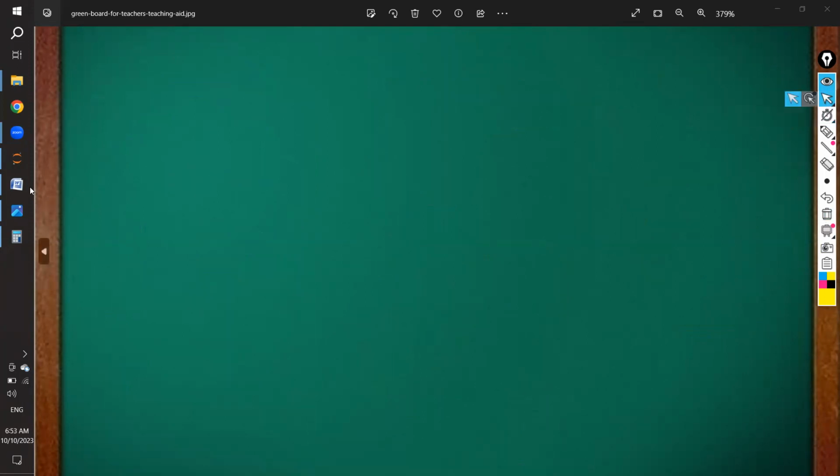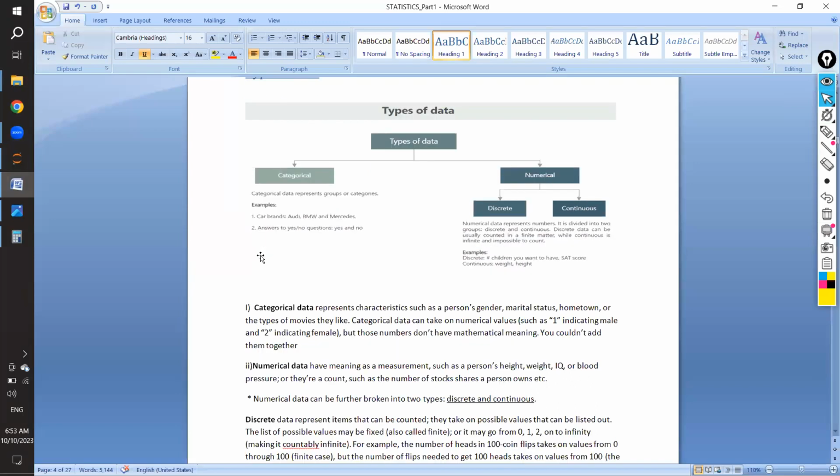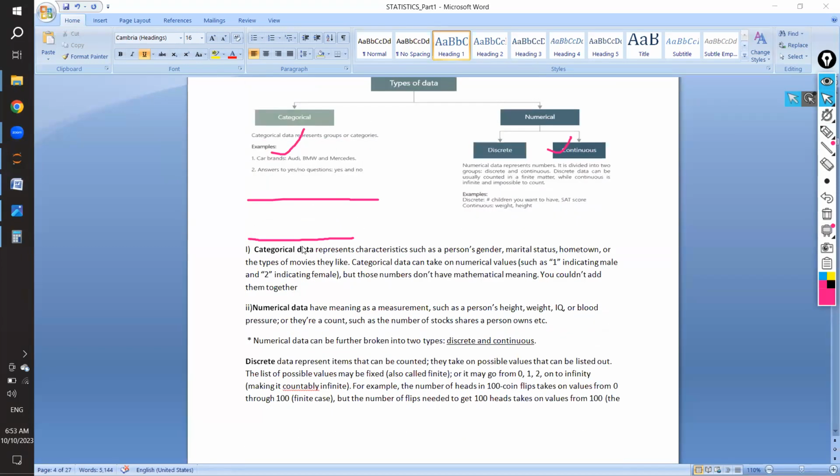So now let's see some theory. As we have seen here, types of data: one is categorical, the other numerical. Categorical data represents groups or categories. For example, car brands: Audi, BMW, Mercedes. They are fixed categories, like answers to questions such as yes or no. They have a fixed number of possible outcomes, that's why it's categorical. But coming to numerical, there is discrete and continuous.